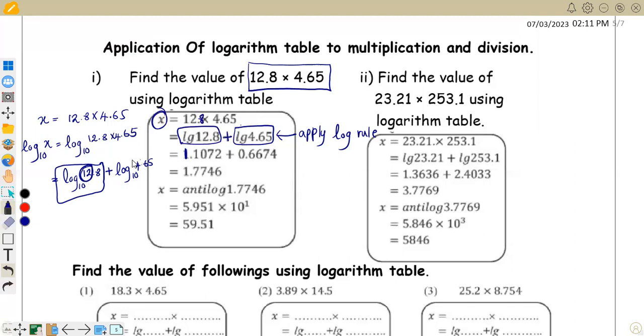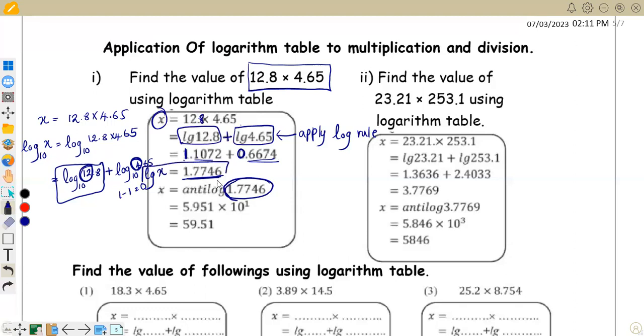Here in the whole number part, there is only 1 digit. That means 1 subtract 1, it is 0. So characteristic is equal to 0. If you check the 5th column of the 46th row, it is 6674. That means mantissa is 6674. Then you can add these two. When you add these two, the answer is 1.7746.